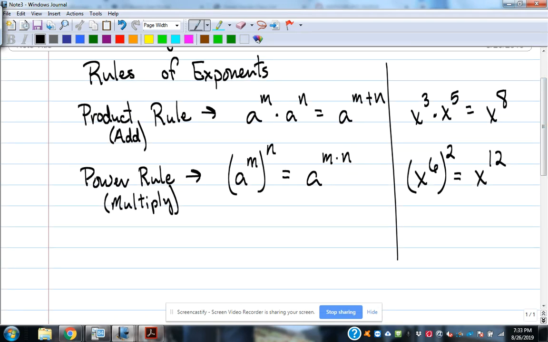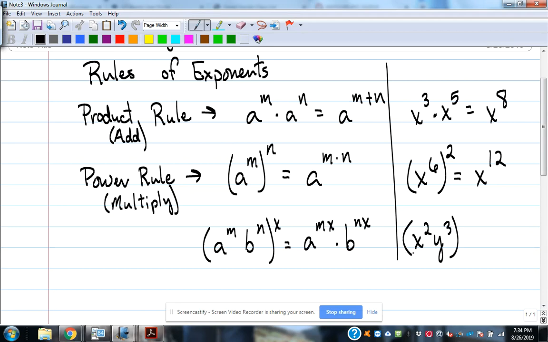Another variation of the power rule is if you have more than one thing in the parentheses that's a different base. So like a to the m, b to the n, and it's all to the x power. It's like distributed property, a to the mx, b to the nx. Example, x squared, y to the third, all to the fourth power. That would be x to the eighth, y to the 12th. That's a small example of that. Okay. So if there's more than one thing multiplied together on the inside of the parentheses, everybody gets the exponents on the outside multiplied to them.